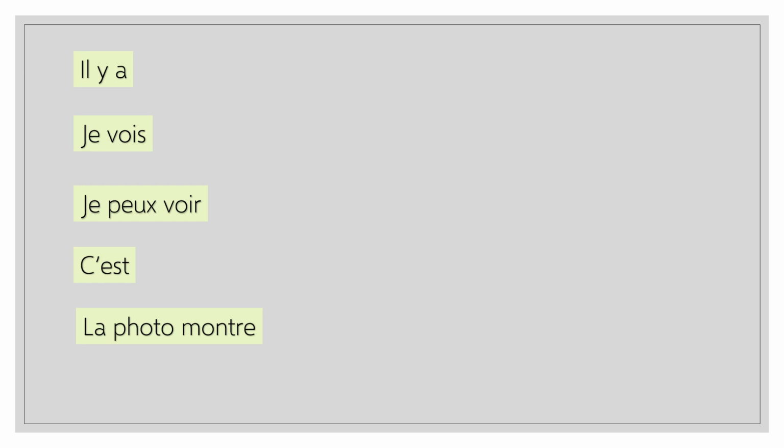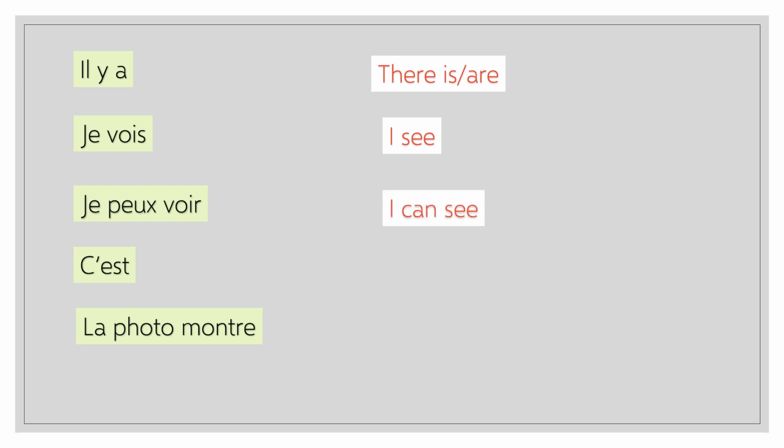Okay, so have you been through all of them? Could you remember all of them? If you didn't, it doesn't matter. We're going to go over them now. So il y a is there is or there are. The French don't make the difference between there is or there are. It's just il y a, and you can put anything you like after, which is quite good news. Then you have je vois, I see. Je peux voir, this I can see. C'est, it is. And la photo montre. La photo montre, the photo shows.